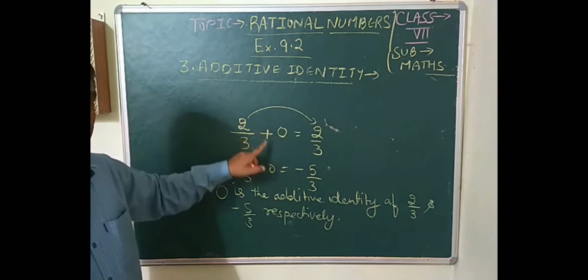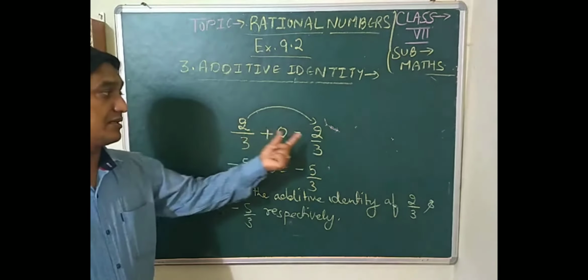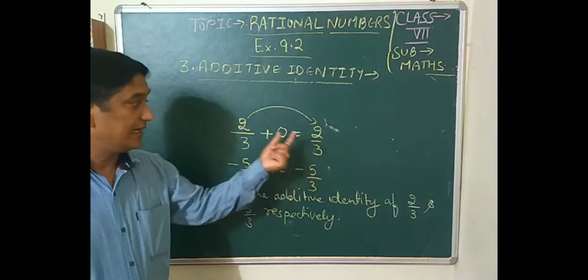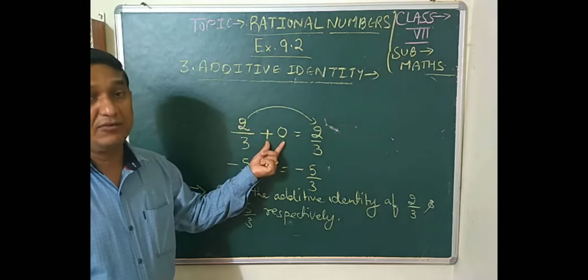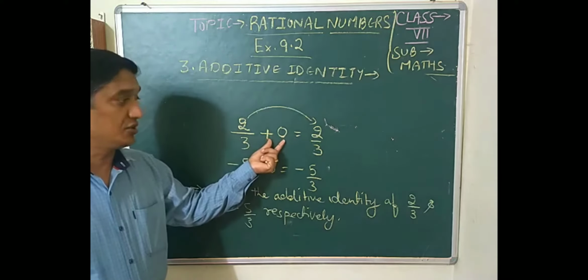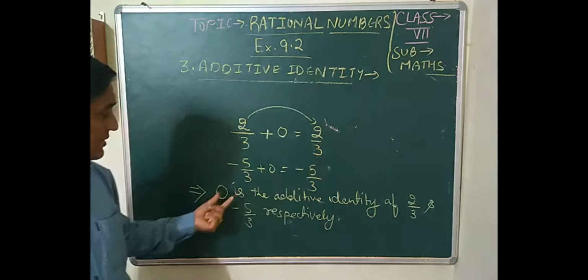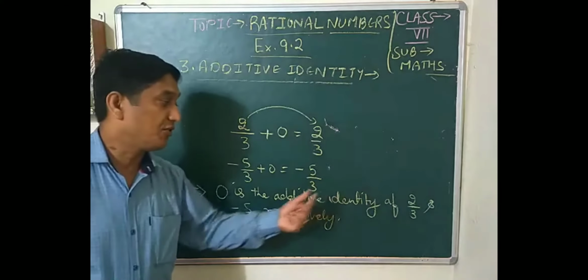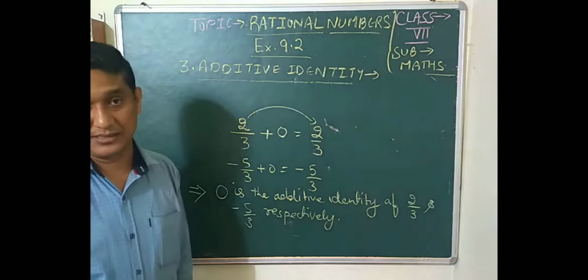If on addition there is no change in the number, the answer is the number itself, and the number that we add is called the additive identity. So this is only 0. If we add 0, there is no change in the sum. 0 is the additive identity for all the rational numbers and for all the integers, you can say.